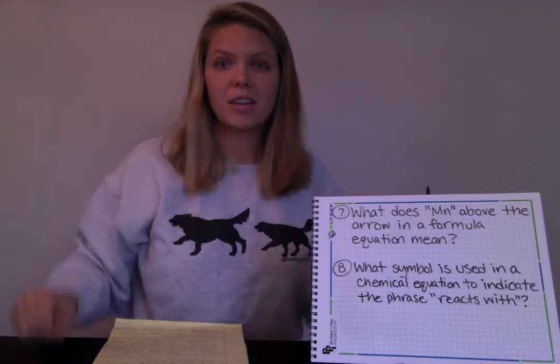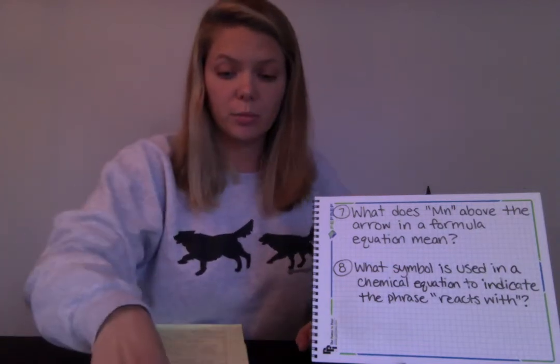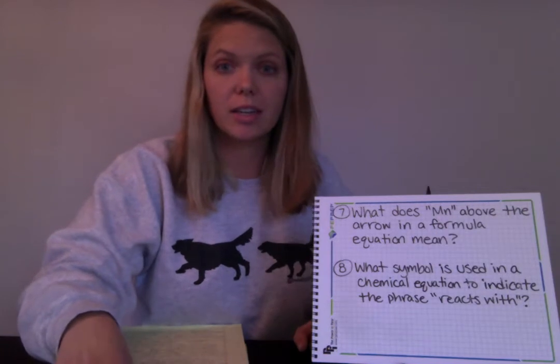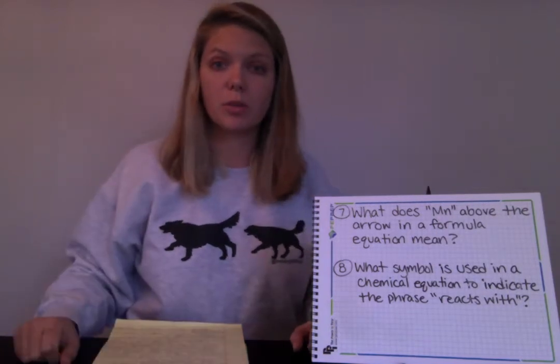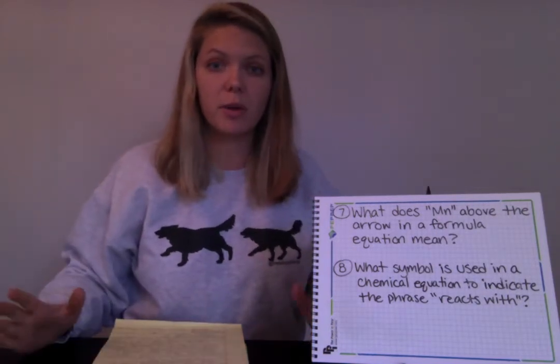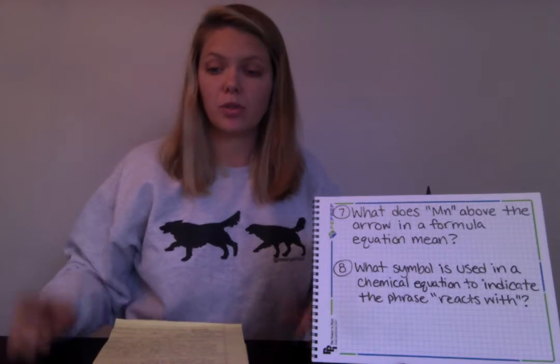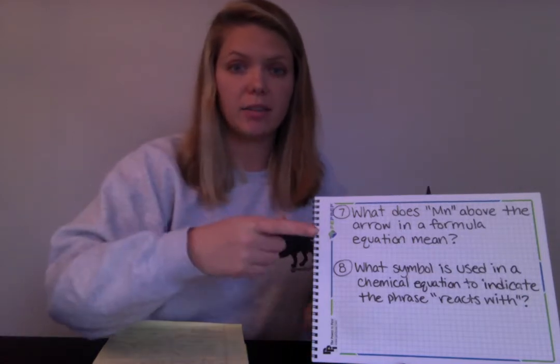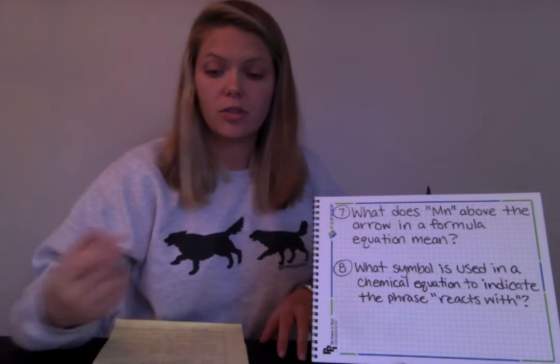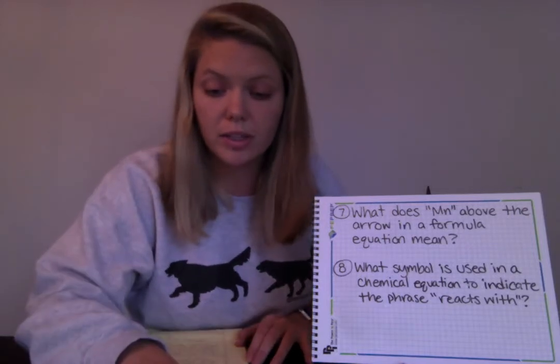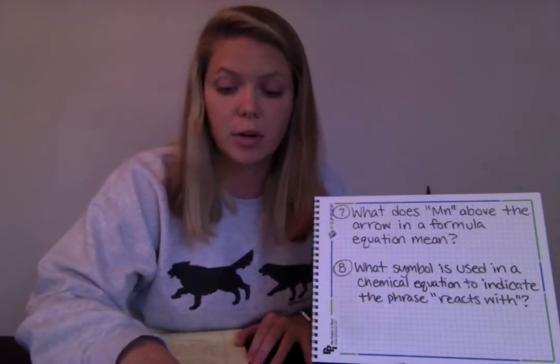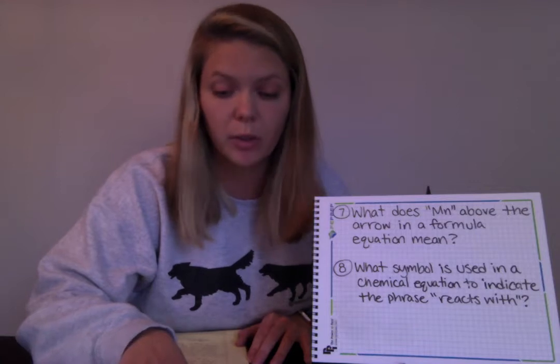Hey guys, so today we're going to go over numbers 7 through 14 in our section review. This is on page 266, our section review 8.1. As you can see, I have 7 and 8 written right here. Number 7 says, what does Mn above the arrow in a formula equation mean?